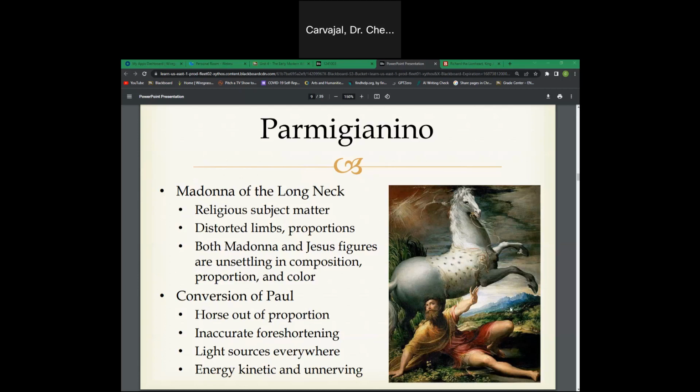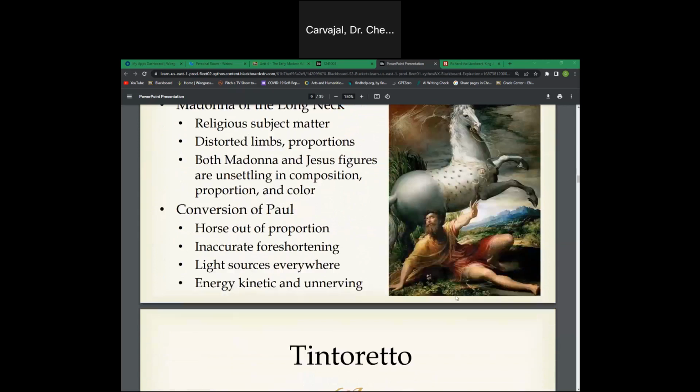Is it supposed to be in proportion for those who did this kind of style? No, it was not. Proportion didn't matter. What mattered was the drama of it. So it was supposed to be dramatic. He had just fallen off his horse and he was in so much emotional turmoil. So that's so much of what the Mannerist paintings were doing.